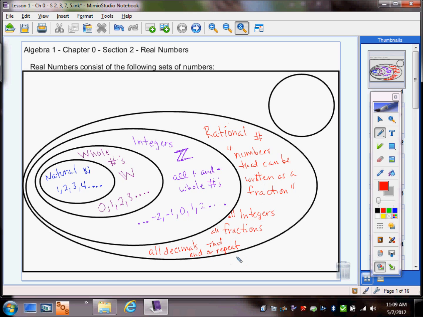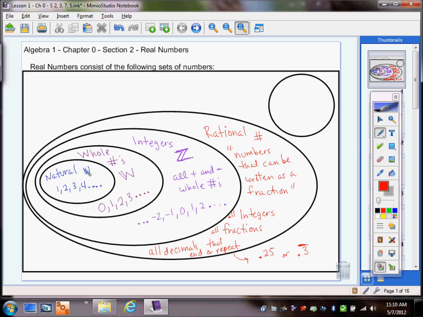So I'm just going to put a little side note. Like 0.25, and that ends. Or here you have that bar over it, so that means it's 3's forever. But then you have decimals that never end and never repeat. That's not here. That's over here.